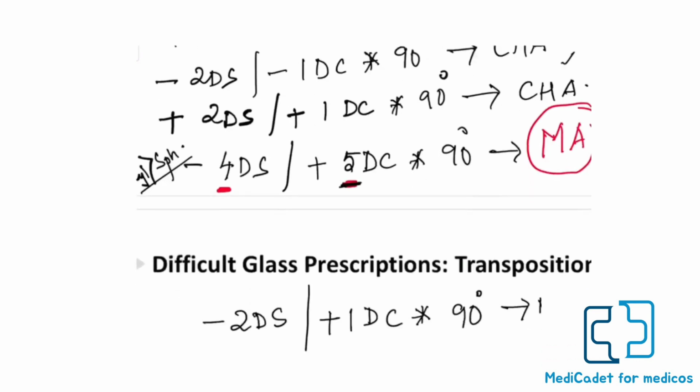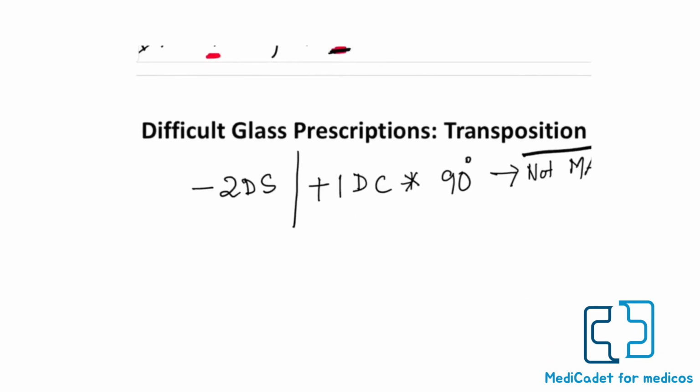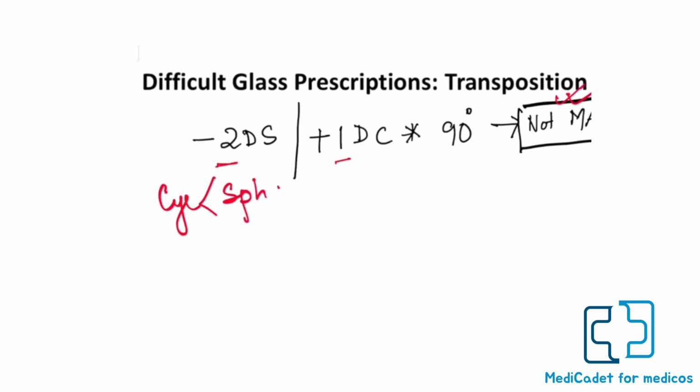Now look at this prescription. This is not mixed astigmatism. Why is this not mixed astigmatism, though it is a plus-minus combination? Because the numerical value of this cylinder is less than this sphere. So therefore, this is not mixed astigmatism. This is one of those prescriptions which is written differently. So if you get this in the exam, how are you going to solve it? We solve it by a method called transposition.